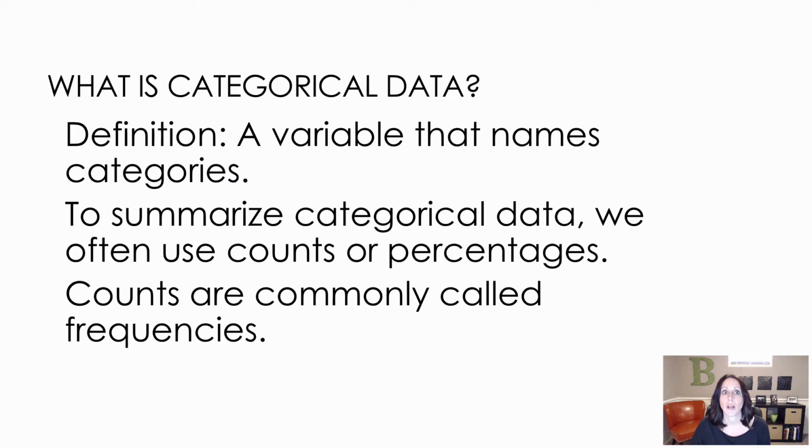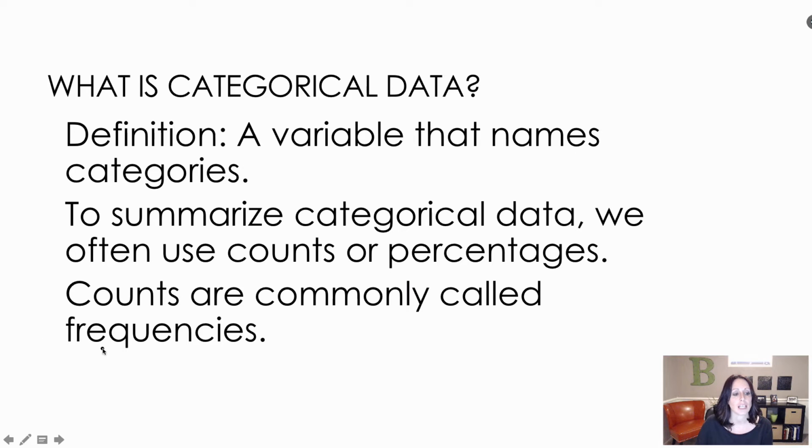So first, what exactly is categorical data? Again, we've talked about this. It's a variable that names categories. So we're not dealing with numerical values. We're dealing with which category something belongs in. Typically, when we're dealing with categorical data, we will use counts to count how many items or how many subjects fit into that specific category. And then we'll do percentages based on that whole, so either counts or percentages.